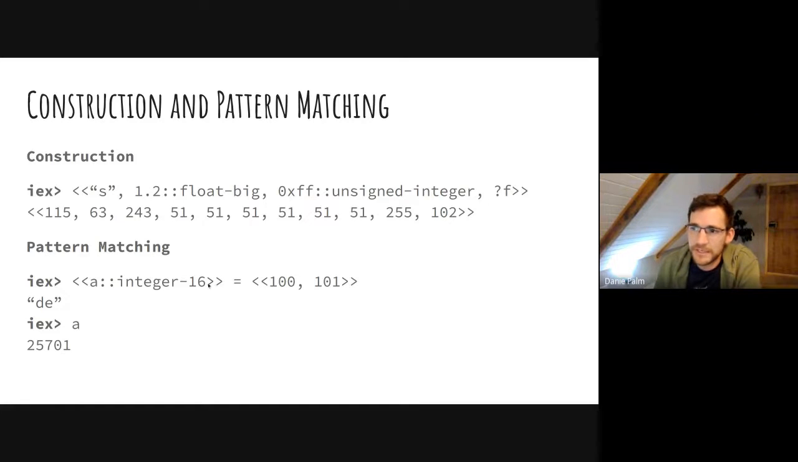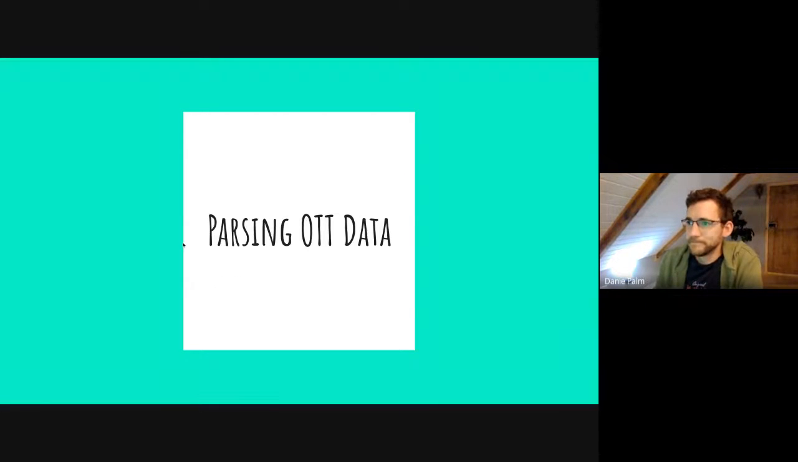Of course, you can list a number of patterns here. You can say, I want to match A, and then B, and then C, and A is an integer, and B must be a float, and C must be this literal string value. You can even do things like that. But let's move on.